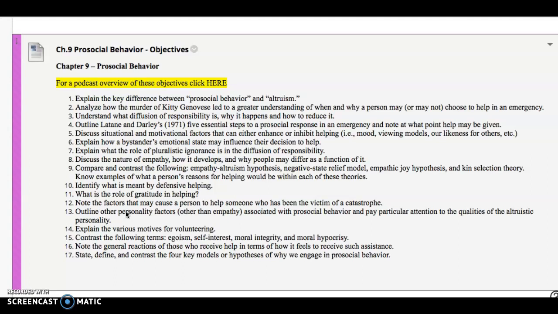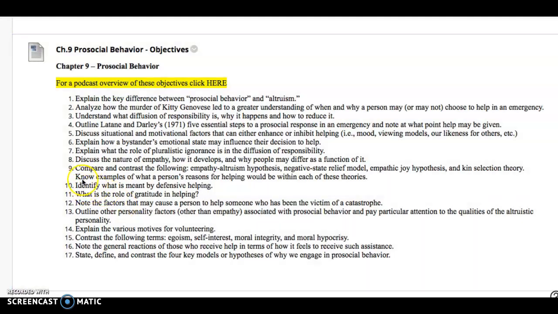9, compare and contrast the following: the empathy altruism hypothesis, the negative state relief model, the empathetic joy hypothesis, and kin selection theory. These are all different theories as to why people help. None are right or wrong. They're just different reasons we come to understand people have for helping. So be familiar with each of them.